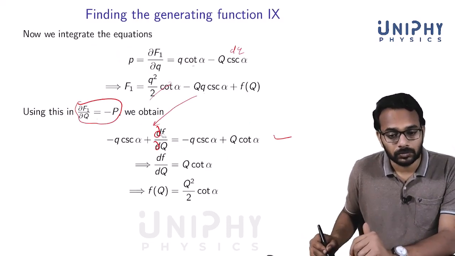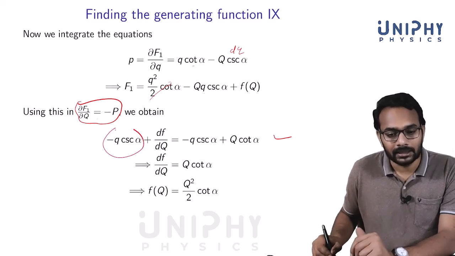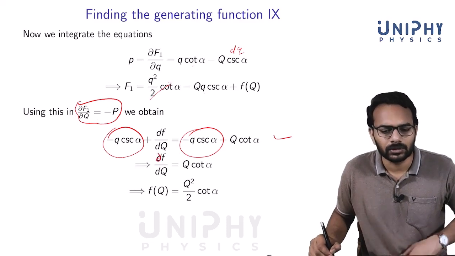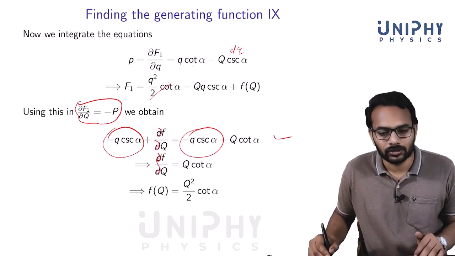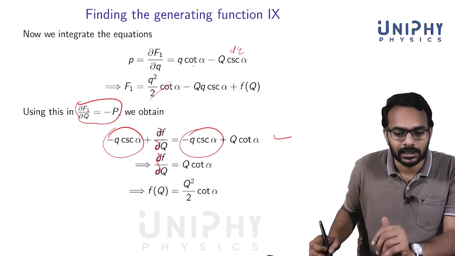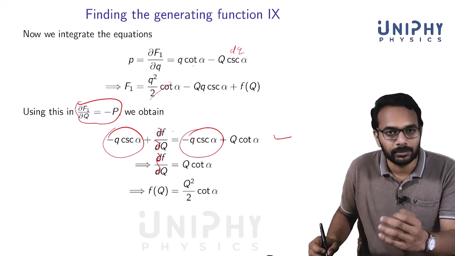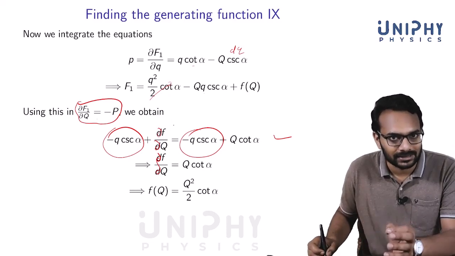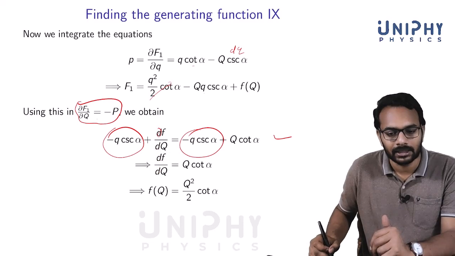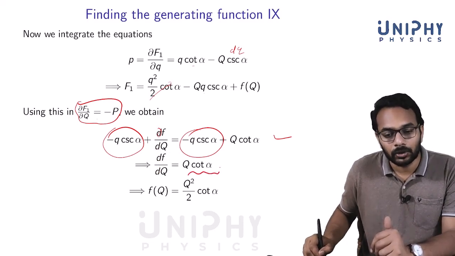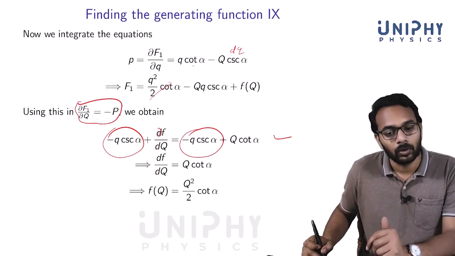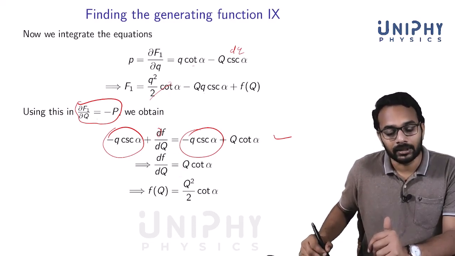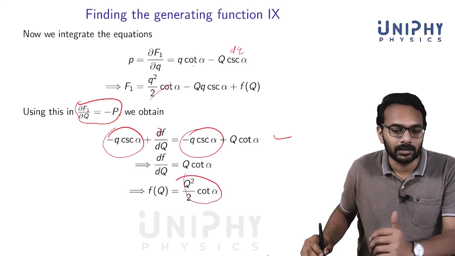Okay, is this true? So from here you see that these terms are the same. You could also write partial derivative here just to be consistent throughout. It doesn't really matter because you'll see that this function depends only on capital Q. So whether you take the partial derivative or the total derivative, it's the same thing. But let's not worry about those things here. So df by dQ is actually capital Q cot alpha. Now you can integrate this f of capital Q. You integrate this and you get capital Q square by 2 cot alpha. Okay, this is clear, I hope.